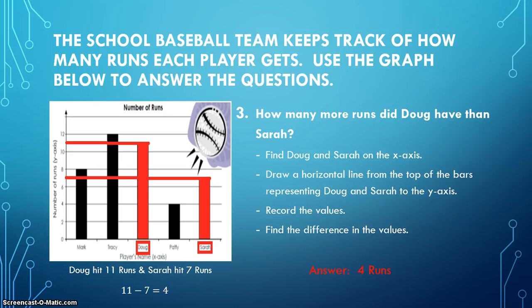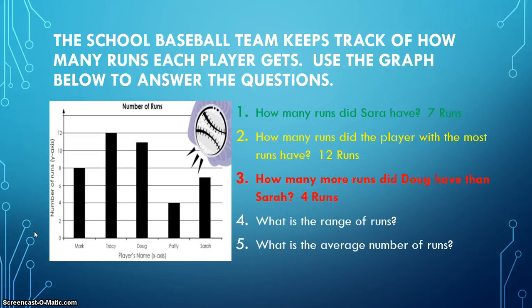So again, what we did is found Doug and Sarah since we wanted the difference between the two. Then we drew our horizontal lines over to the y-axis to figure out the bar's values. In this case, Doug hit 11 and Sarah hit 7. And then we just did our simple subtraction and ended up with 4. So how many more runs did Doug have than Sarah is 4.